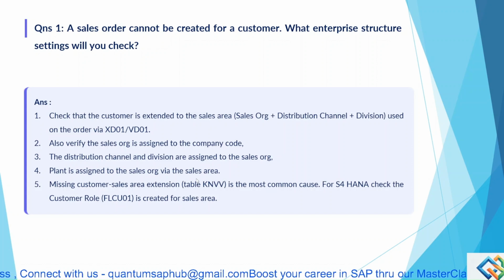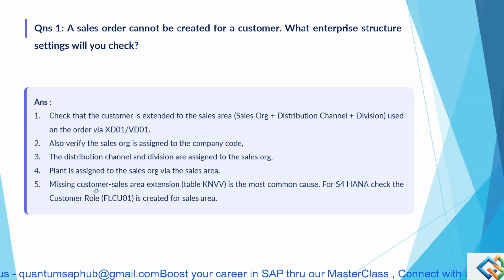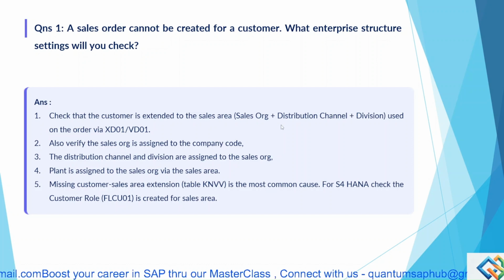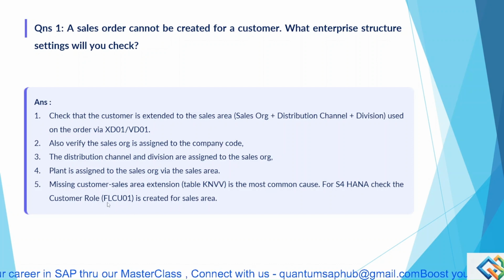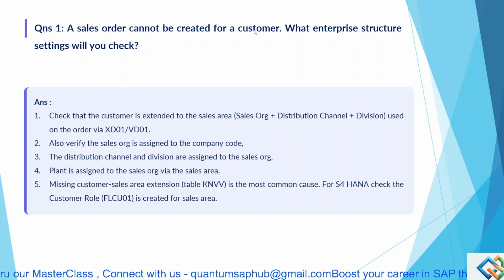When we talk about the sales area extension, the KNVV table is related to ECC. For S/4HANA, you just need to check whether the customer role FLCU01 is created for the sales area or not, that is, whether that role is created for the same customer. So these are the checks you will do.